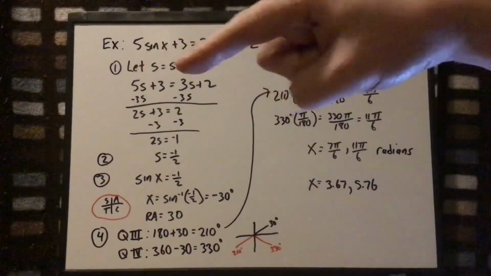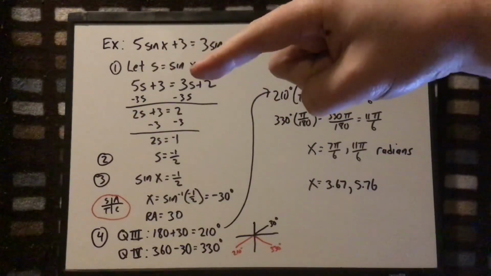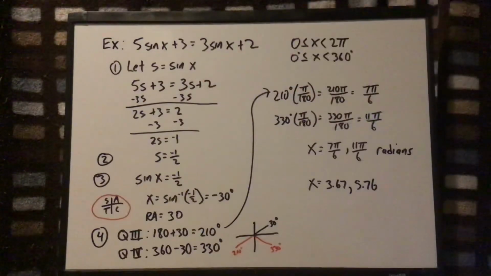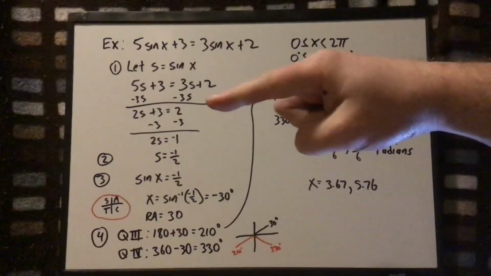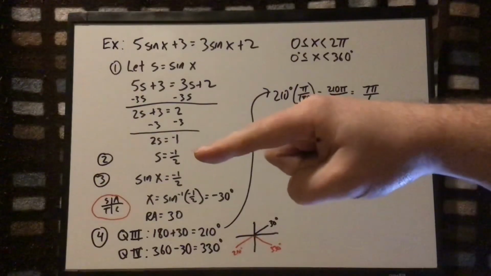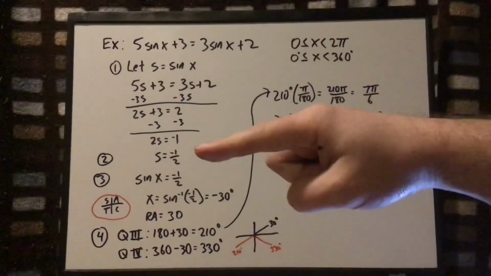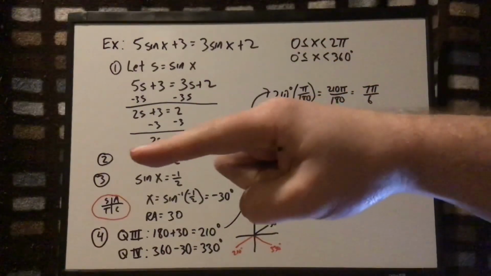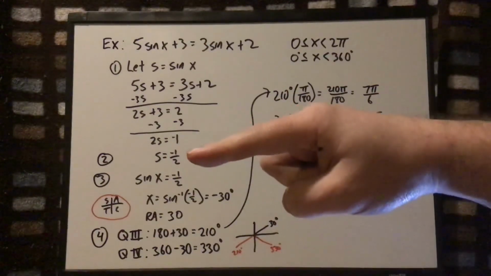Now you can solve this as if you were in algebra. You would collect the like terms. So I subtracted 3s from both sides, collected the like terms, got 2s plus 3 equals 2. Then I moved the 3 over, and then divided by the 2. So I isolated that s. That's how I got the s alone. Getting the s alone is step 2, isolating the variable.